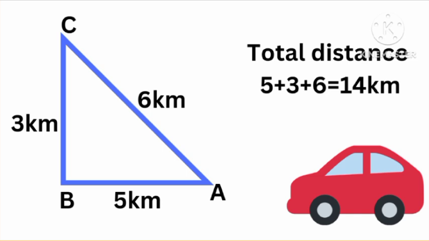A car traveled from position A to position B. The distance is 5 km. Then B to C, 3 km. At last C to A, 6 km. Here we want to know the total distance. So we will add these 5 km, 3 km and 6 km. The answer is 14 km. We got the total distance, 14 km.